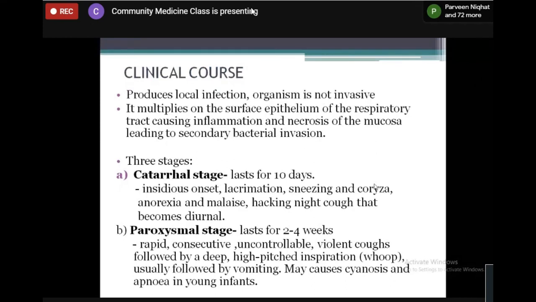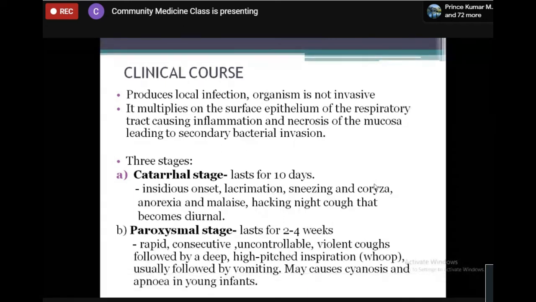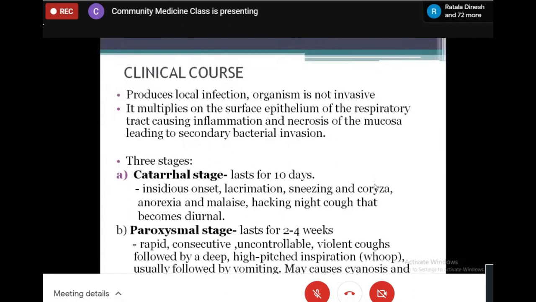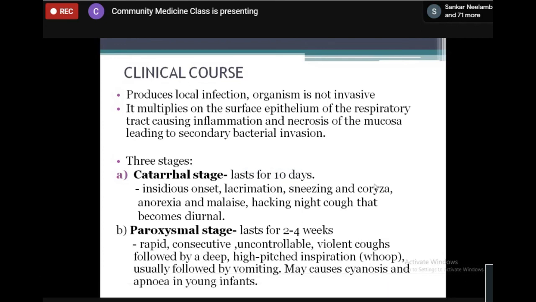So clinical course, it occurs in 3 stages. It produces local infection. Organism is not invasive. It multiplies on the surface epithelium of the respiratory tract, causing inflammation and necrosis of the mucosa, leading to secondary bacterial infection. So what happens is it's not invasive. It just affects the surface epithelium of the respiratory tract, multiplies there, and causes a local infection. It doesn't cause deep ulcers as such. It causes inflammation, and then slowly causes the death of the cells of the mucosa, leading to secondary bacterial infection. This is how it develops.